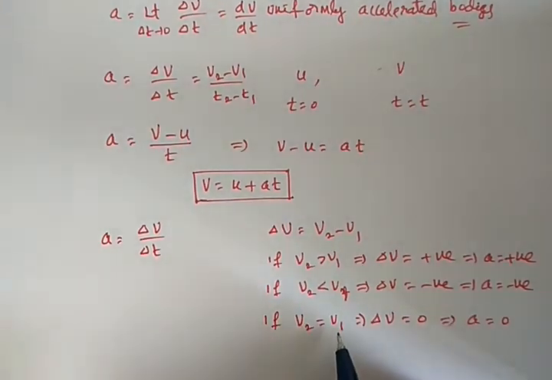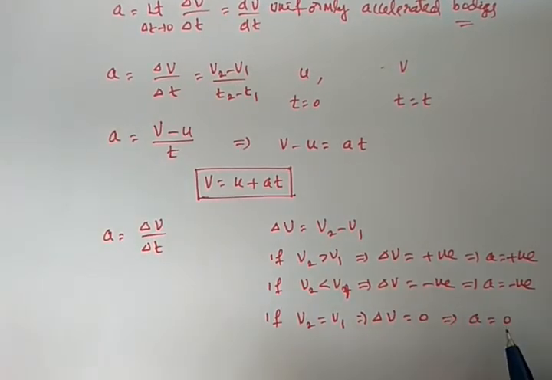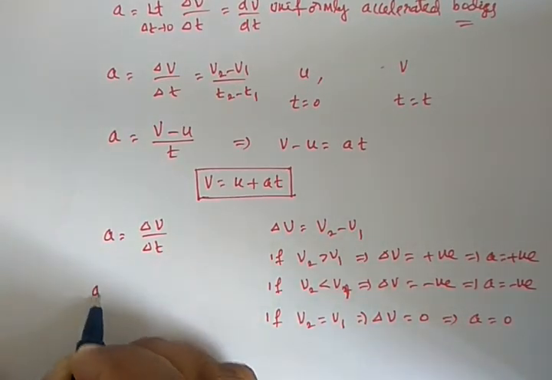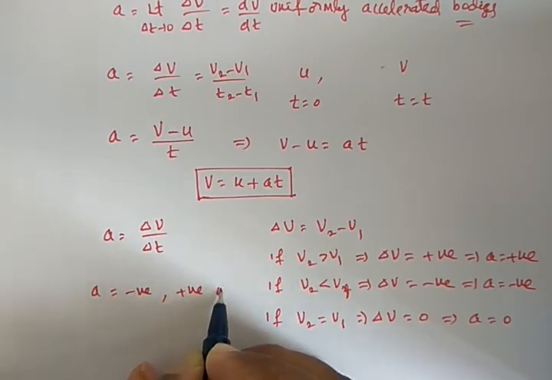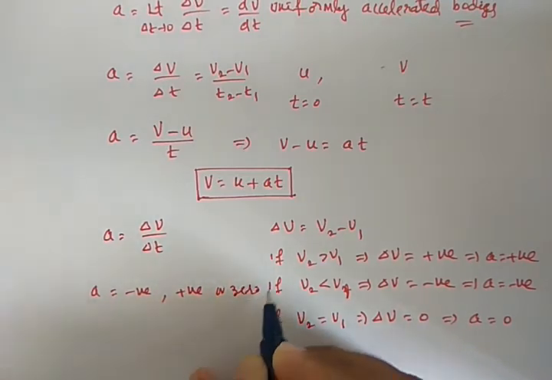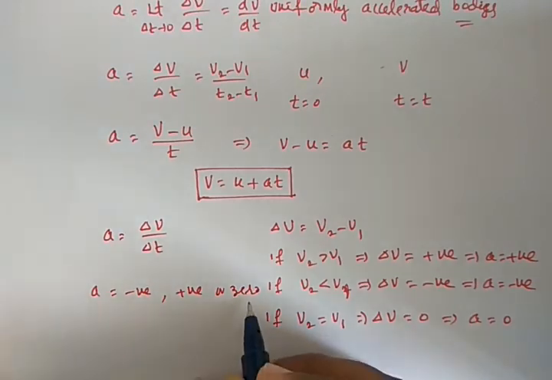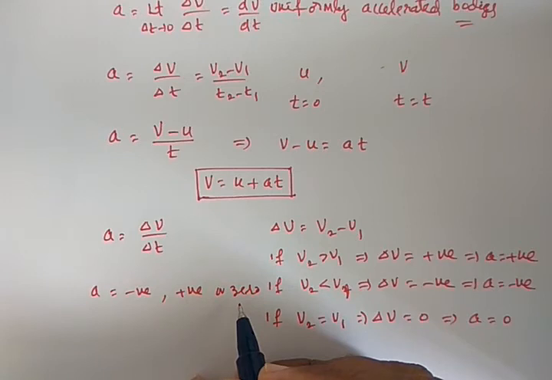If V2 equals V1, delta V will be 0, then A will be 0. So A can be negative or positive or even 0. When you get a 0 acceleration, it means that there is no change in velocity of the body. So we say the body is moving with uniform velocity.